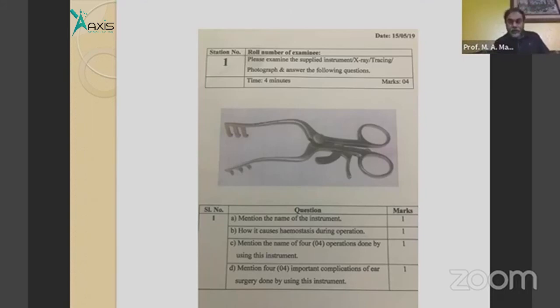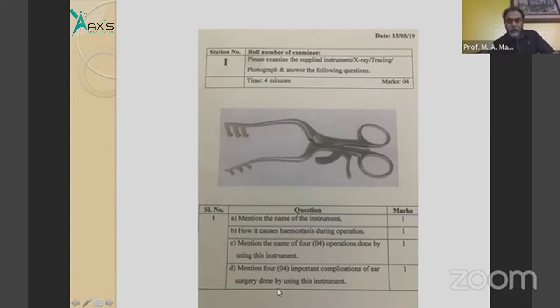Now, 4 operations done by this instrument. As you know, this is a cortical mastoidectomy operation, modified radical mastoidectomy operation, radical mastoidectomy operation. Here is lateral rhinotomy operation or burr hole exploration.